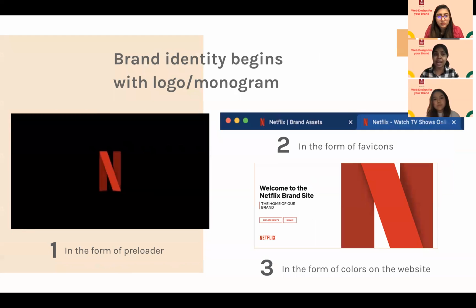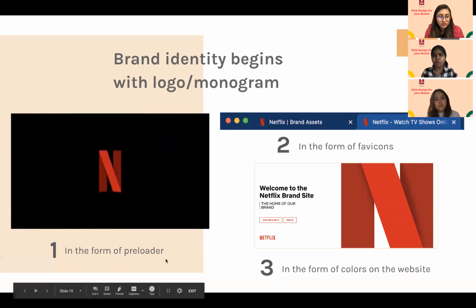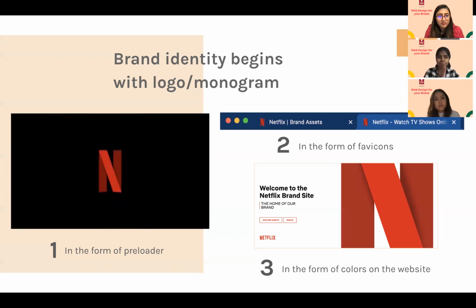The second thing is brand identity begins with your logo or monogram. It's your primary identification factor for your brand. It makes your brand stand out. So, I have taken three instances of Netflix branding. The first one is the preloader. How do you know if a video is actually Netflix original content? You have a preloader there with an N logo. They have placed it very subtly at the beginning so that you subconsciously know, okay, this is Netflix content, and you start expecting things based on that. So that's another way of bringing awareness about your brand, and in a very subtle way introducing your brand.